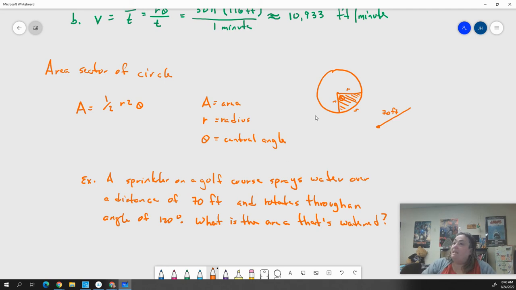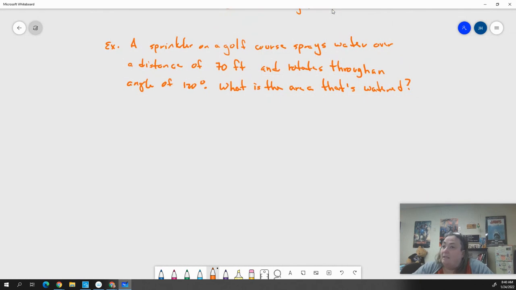So it's saying, okay, here is my sprinkler. It's going to go 70 feet, right? It's 70 feet long. It is going to rotate 120 degrees. So we know that our theta, our central angle, is 120 degrees. We know that our radius is 70 feet.